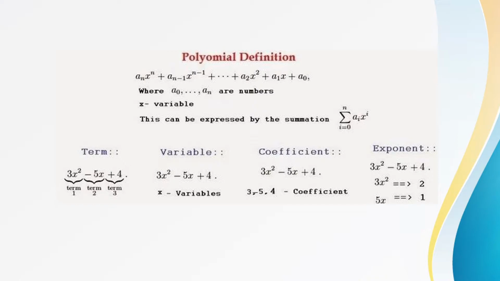At the top, a_n x^n plus a_(n-1) x^(n-1) plus up to plus a2 x^2 plus a1 x plus a0. It is the polynomial expression where a0 to a_n are numbers and x is the variable. Below we can see an example that depicts the polynomial 3x^2 minus 5x plus 4. This has three terms: term 1, term 2, term 3. The variable is x, the coefficients are 3, 5, 4 and the exponents are 2, 1.